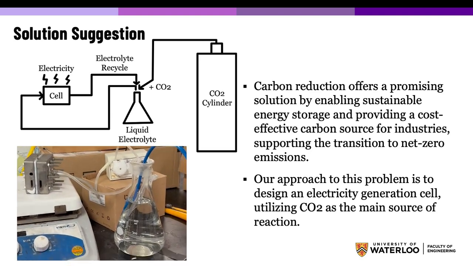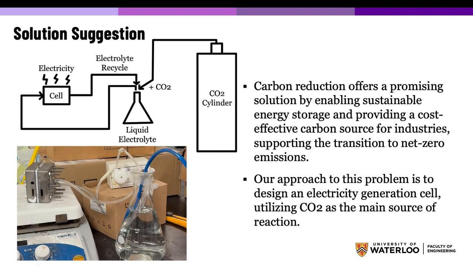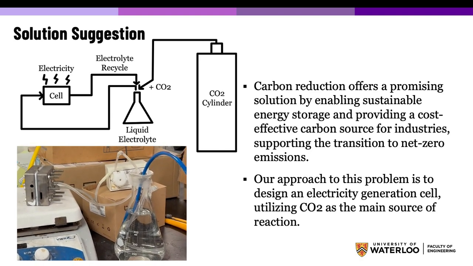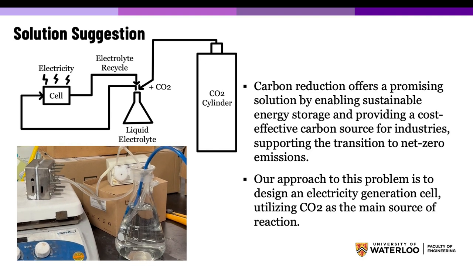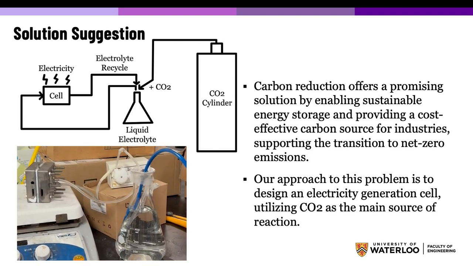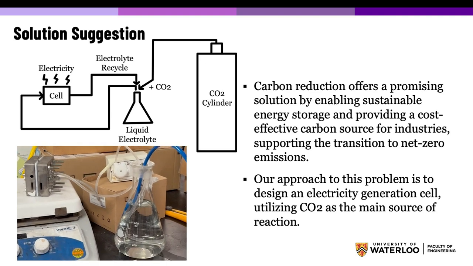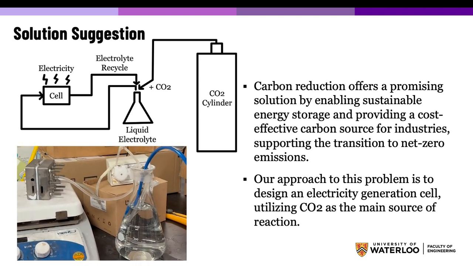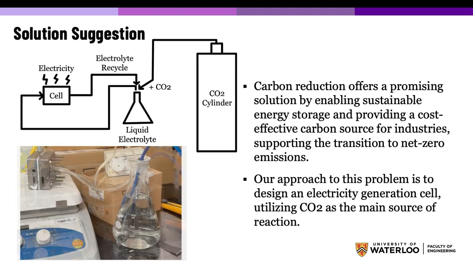This takes carbon dioxide from a cylinder, which is bubbled into the liquid electrolyte. Then it flows into the cell where CO2 reacts with the aluminum and generates electricity. The remaining electrolyte is flowed back into the flask to be recycled. The video below shows bubbled CO2 and electrolyte flow into the cell.